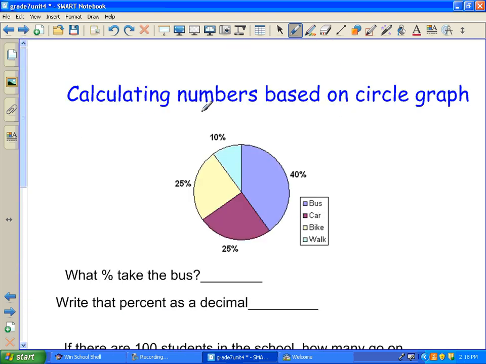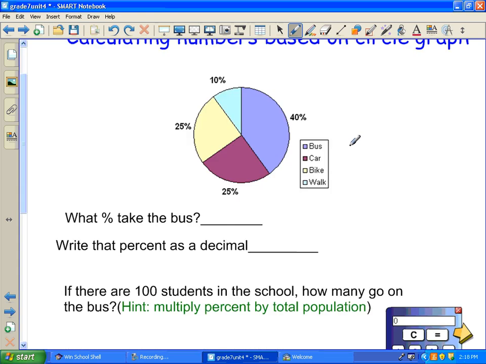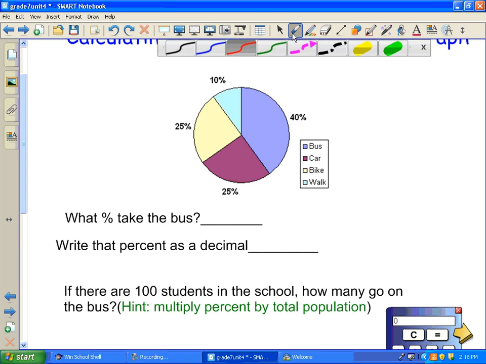All right, calculating numbers based on a circle graph. So if you're given a percentage right here of people that take a certain route to get to school, whether it be bus, car, bike, or walk, we're going to see how many people is that in actual numbers. So the first question is, what percent take the bus? So looking at this, the bus is purple, 40%.